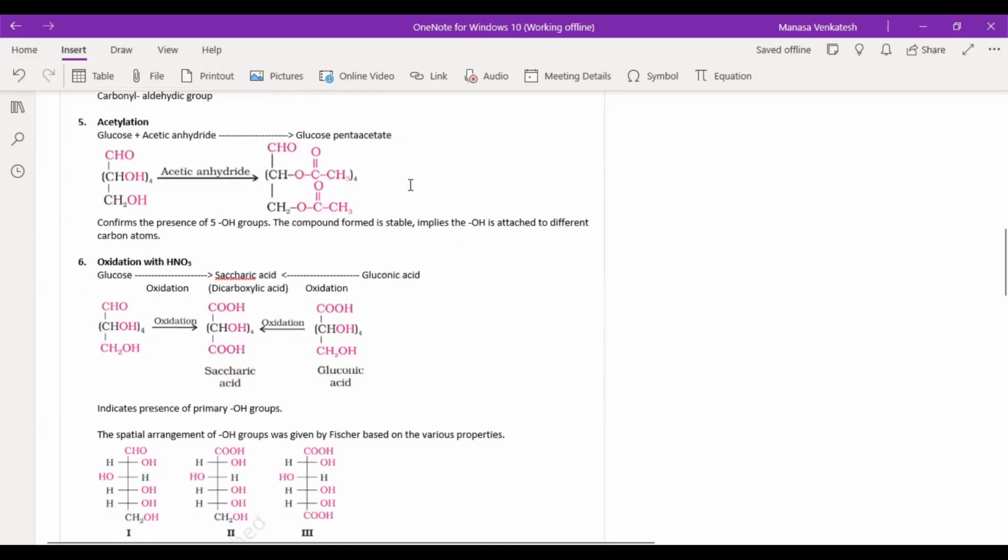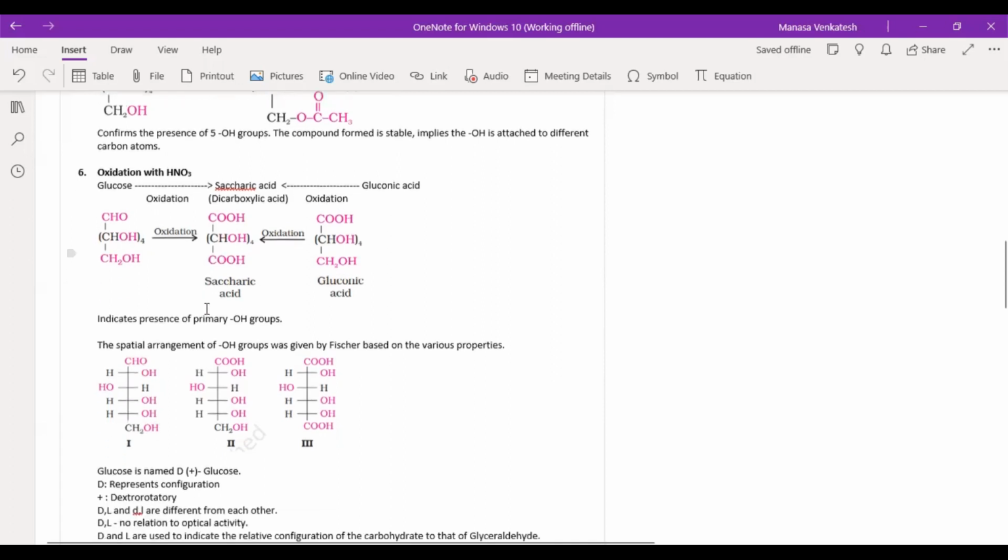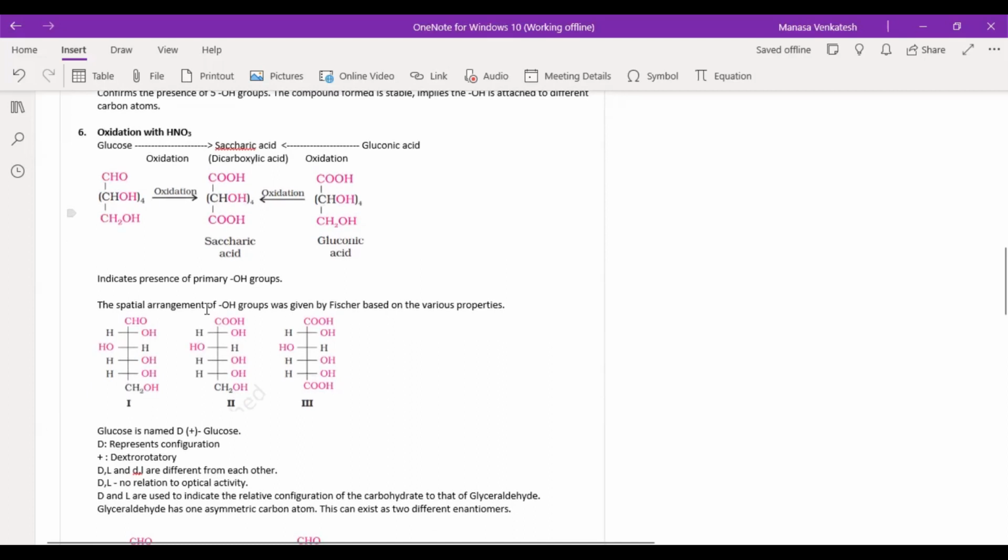Acetylation in the presence of acetic anhydride led to the formation of glucose pentaacetate. The fact that this compound is stable implied that the OH groups are present on different carbon atoms, and because it's a pentaacetate, it also meant that there are 5 OH groups. When oxidized with a strong oxidizing agent, both glucose and gluconic acid led to the formation of saccharic acid. Saccharic acid didn't oxidize further, but the primary alcohol group was oxidized to give us an acid. All of the results which were studied, and there were many more reactions done in detail, gave an idea of the spatial arrangement of OH groups.